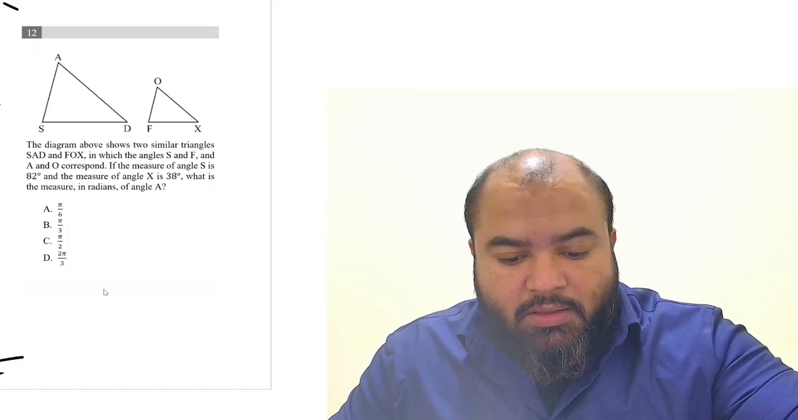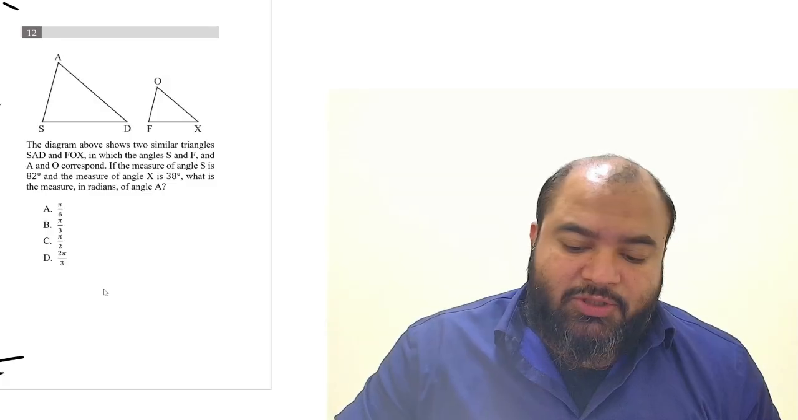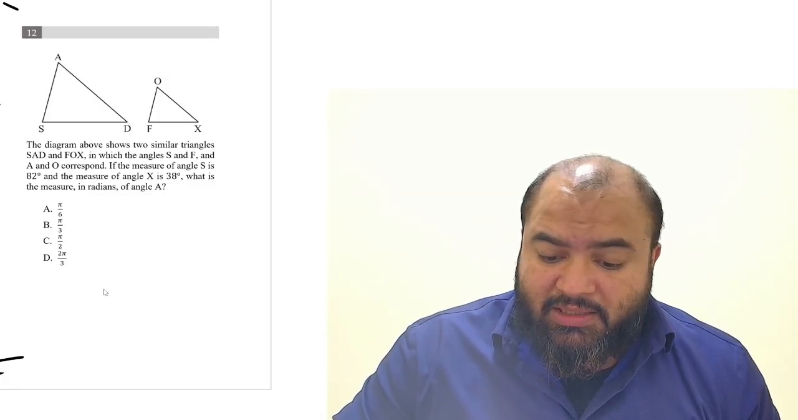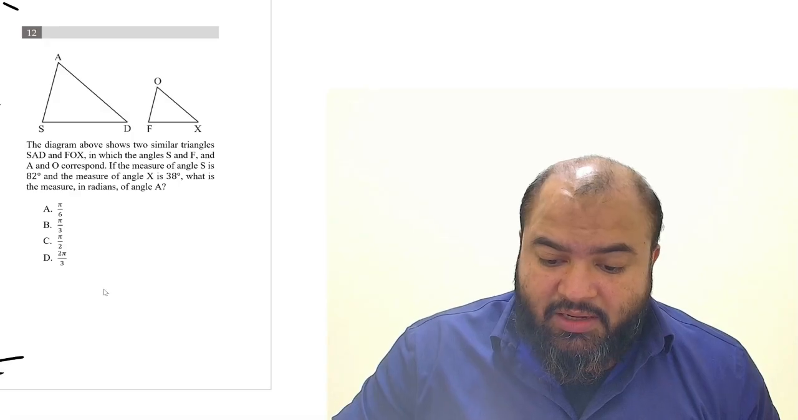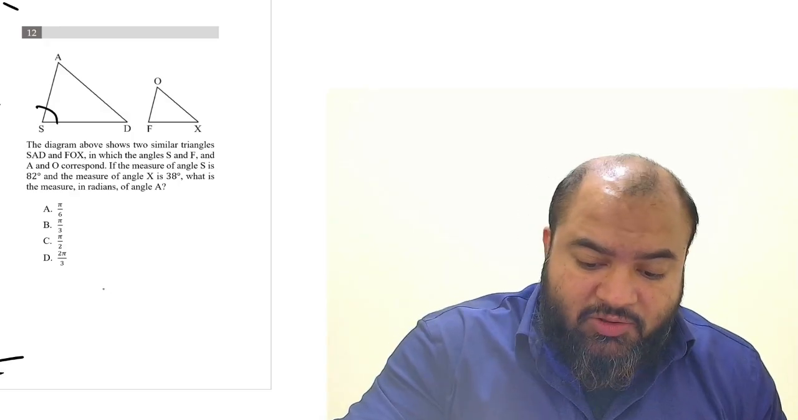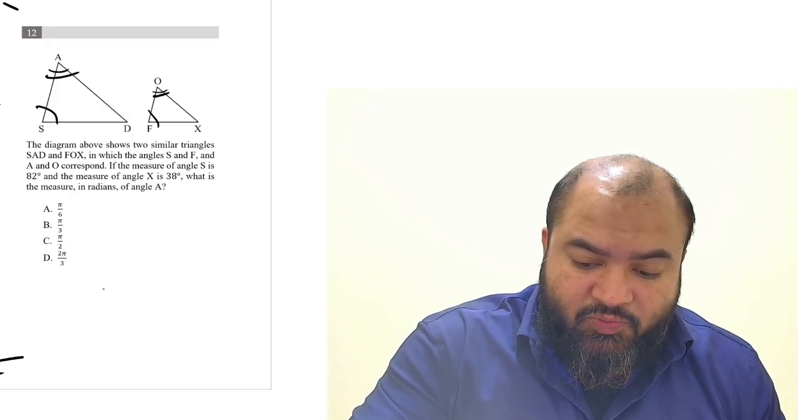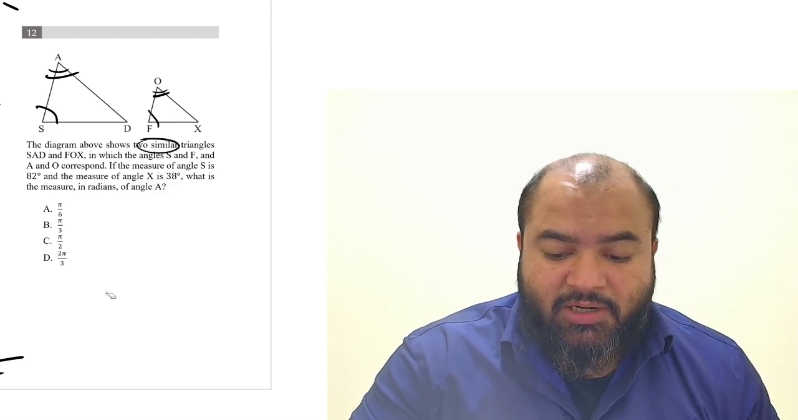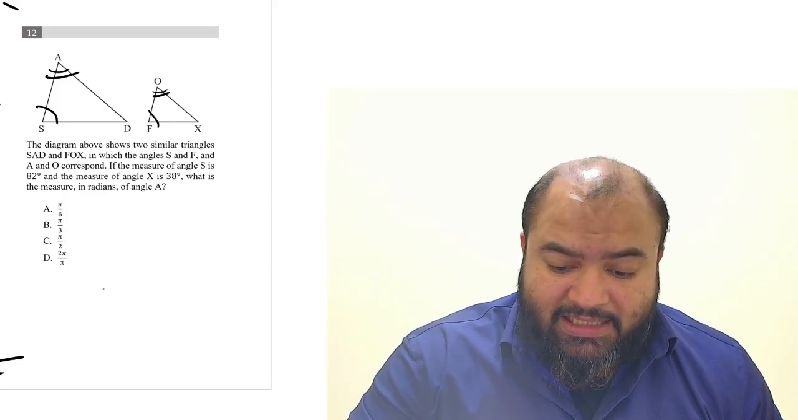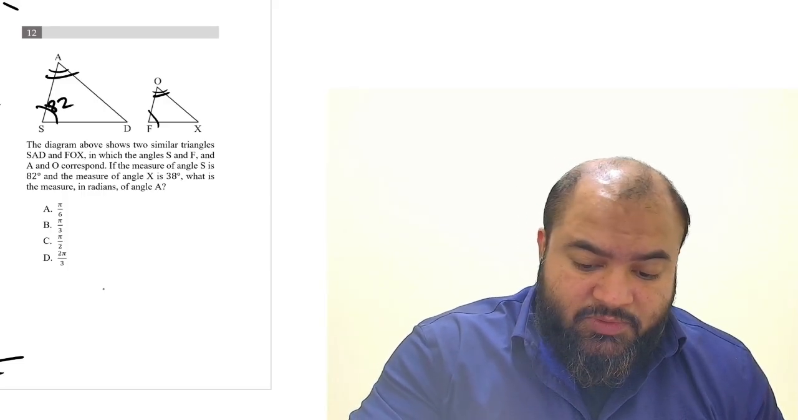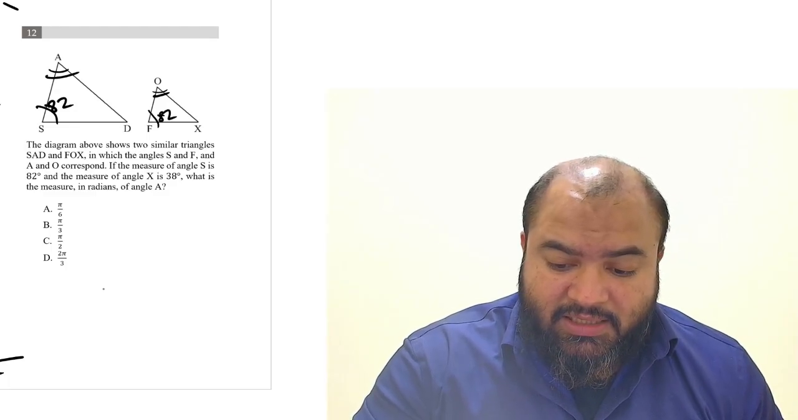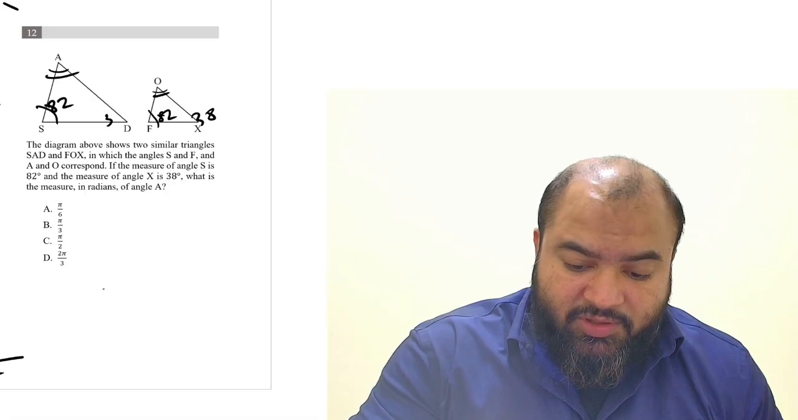Sorry about that. Number 12. The diagram above shows 2 similar triangles, SAT and FOX, in which the angles S and F and A and O correspond. Means they will be the same angles because when 2 triangles are similar, their corresponding angles are equal. If the measure of angle S is 82, so this is also 82. And the measure of angle X is 38, so that will be 38 as well.